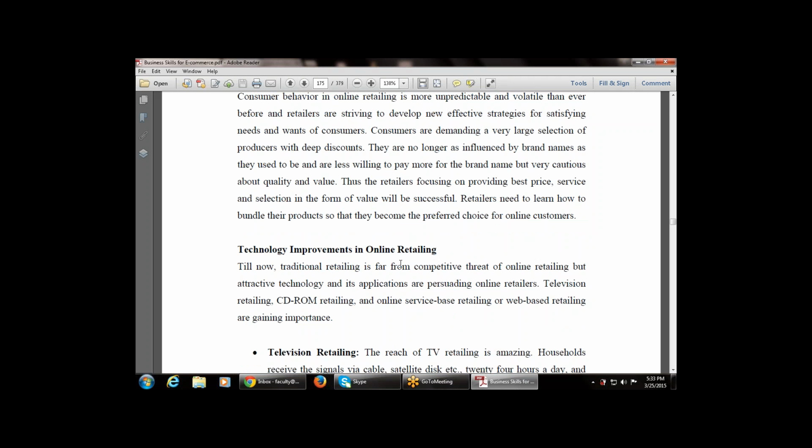What is the technology improvement, or how does technology improve online retailing?